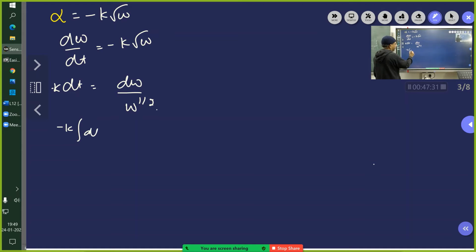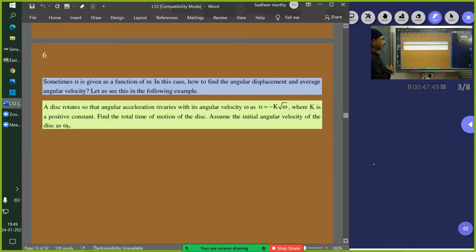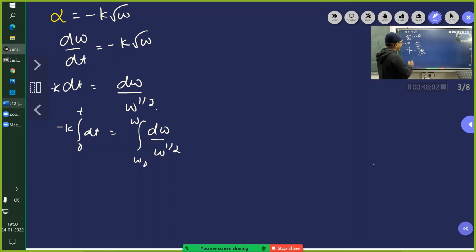Okay, so if you integrate here, straight away we get the answer. Minus k integration of dt from 0 to t, and on the right side from omega naught to some omega, d omega by omega raised to half. Omega naught to 0? Why? Find the total time of motion of the disk: if k is positive, it will come to rest. Very good, come to rest.